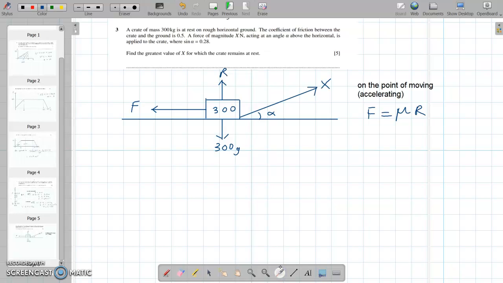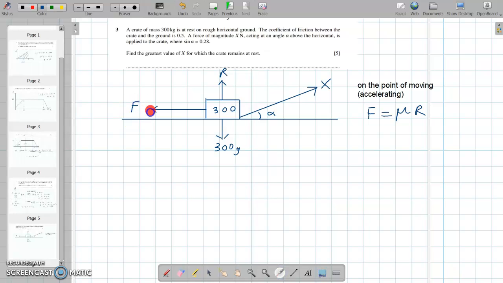Okay, to sum up, because this is very important to understand, when the greatest value of x for when it remains at rest is when it's on the point of moving or on the point of accelerating, but it's not actually moving, it's not actually accelerating, but it's on the point. And it's when F equals mu r. Okay, now if x is increased more and it starts accelerating, F will be fixed at mu r. It can never increase, it can never be greater. So F equals mu r when it's on the point of moving, on the point of accelerating, or when it is accelerating, when it is moving.